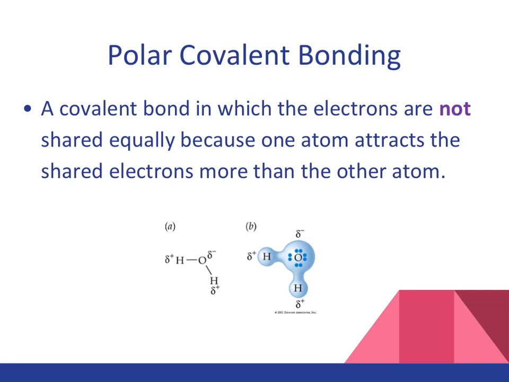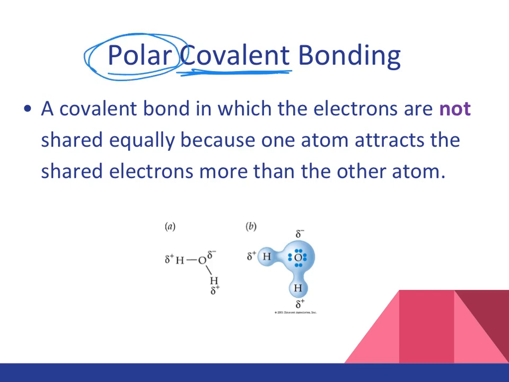So first let's talk about what a polar covalent compound is. What is polar covalent bonding? So we know what covalent bonding is. We know that that's the sharing of electrons between atoms in a chemical bond. But polar is a new word. This is a new addition for us.